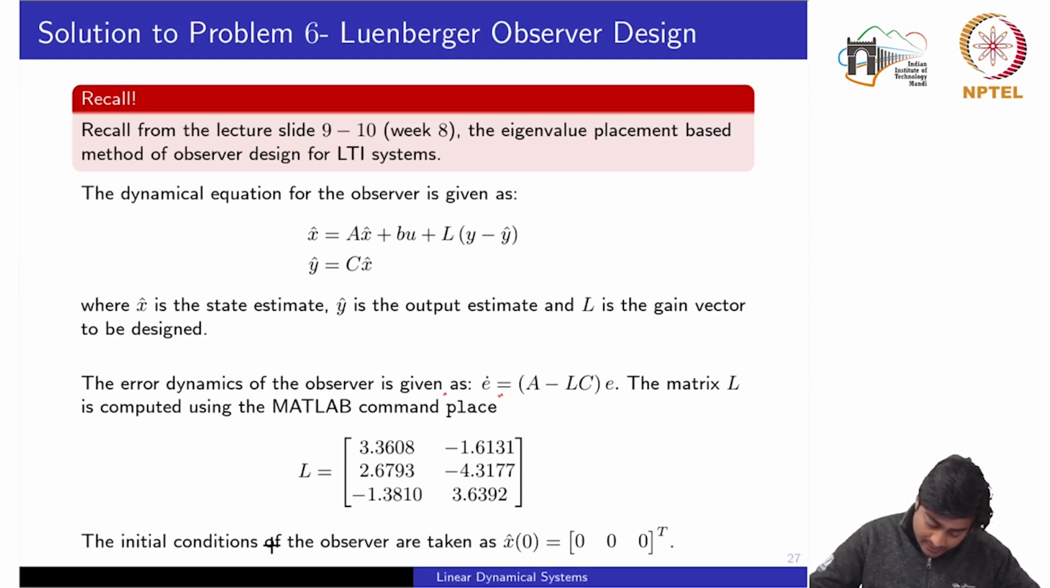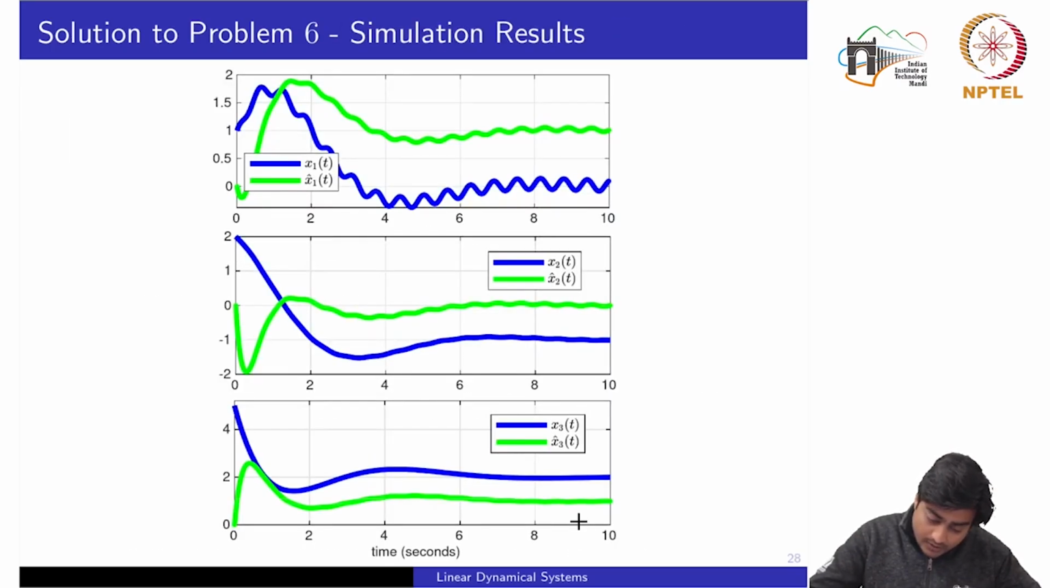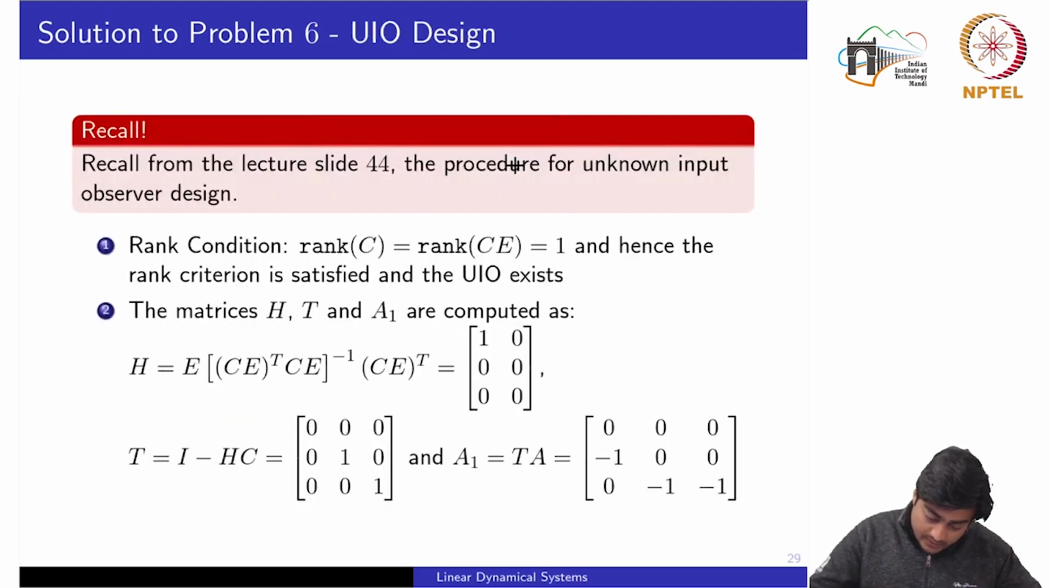Now for simulations, we have taken the initial conditions at the origin. If we see the response of the system and the observer, we see that not only in the transient period but also in the steady state period, the state estimation error does not go to zero, and it is because we have not supplied the information of the disturbance to the observer. Now we shall see whether this problem can be overcome by designing the unknown input observer.